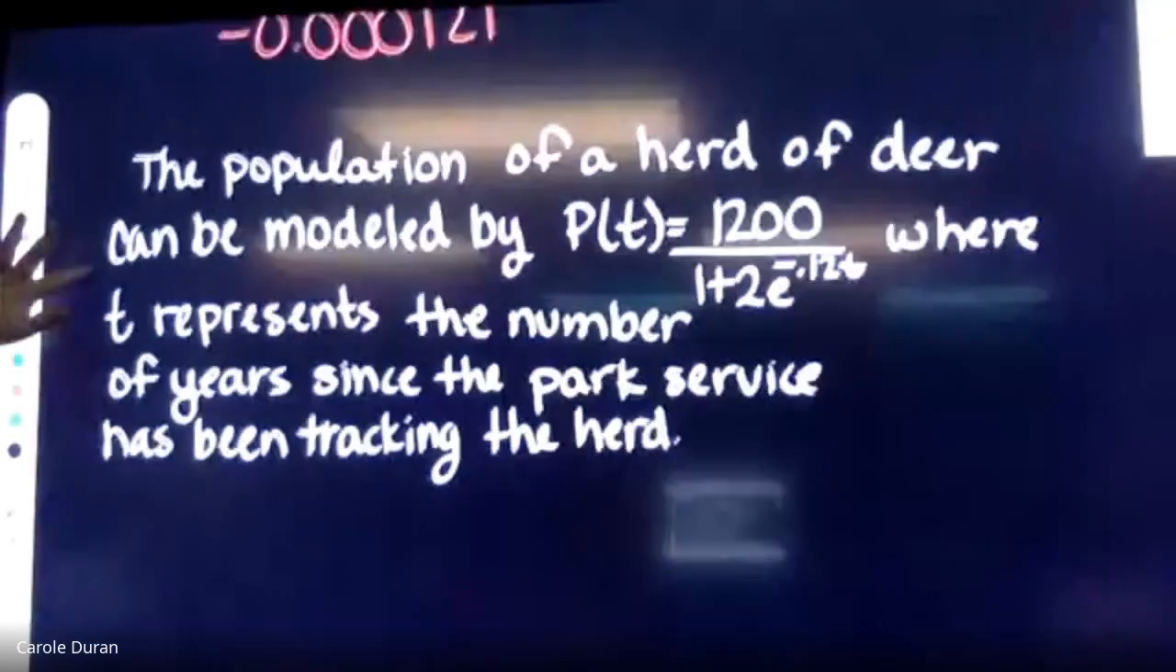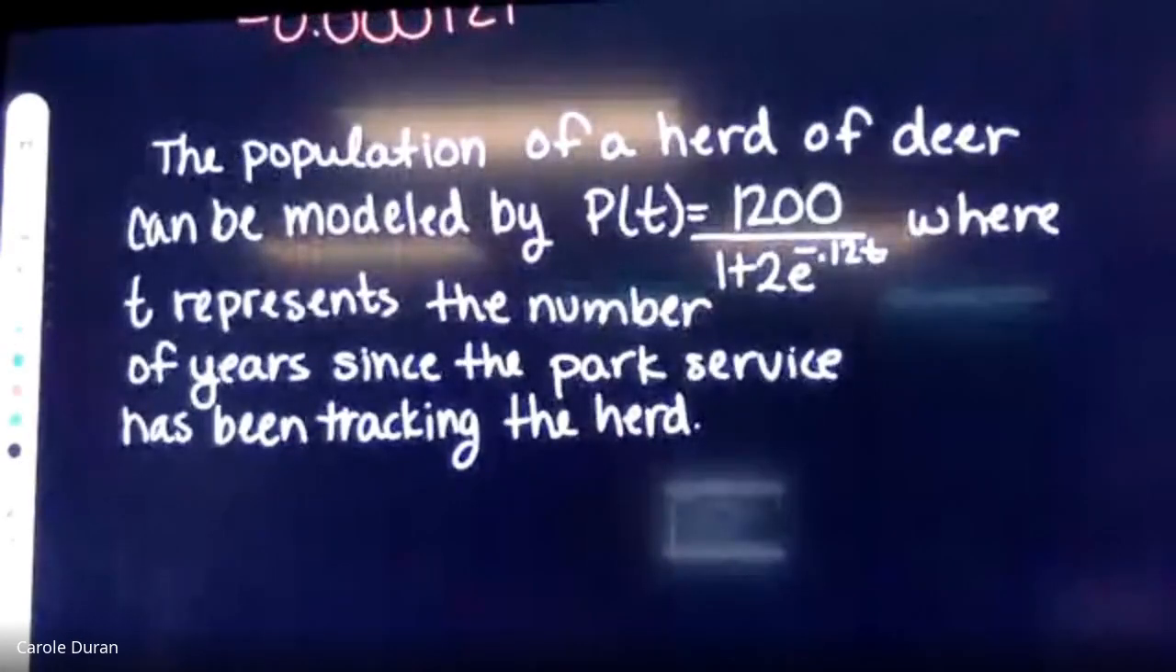So this problem says that the population of a herd of deer can be modeled by the equation P of t, where t represents the number of years since the Park Service has been tracking that herd of deer. This is just information. I just want everybody to get it written down. I will tell you that if it gives you an equation, that's the one you're going to use. If it doesn't, then we use the one that we wrote down on the previous problem.